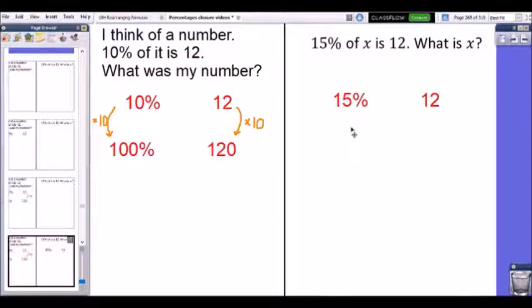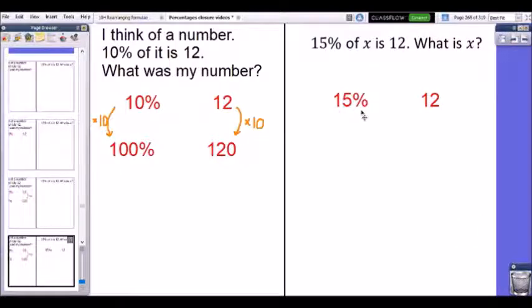By the original number, in other words, we're looking for 100%. So we need to come up with a strategy to get from 15% to 100%. 15 doesn't go into 100, so we're not going to get there in one step. It might take a few steps. There's lots of different ways you could do it. I'm just going to show you the way I thought of.